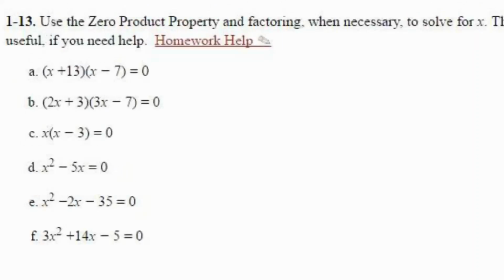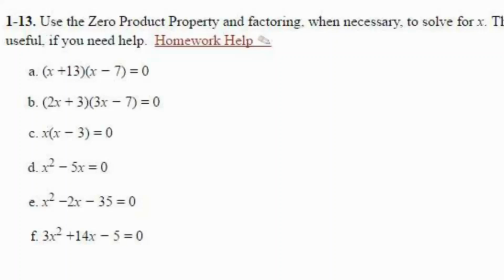All right, looking at number 13. Use the zero product property and factoring when necessary to solve for x. And then it also references our math notes box. Always having those copied in our notebooks is a great idea. But let's take a look.